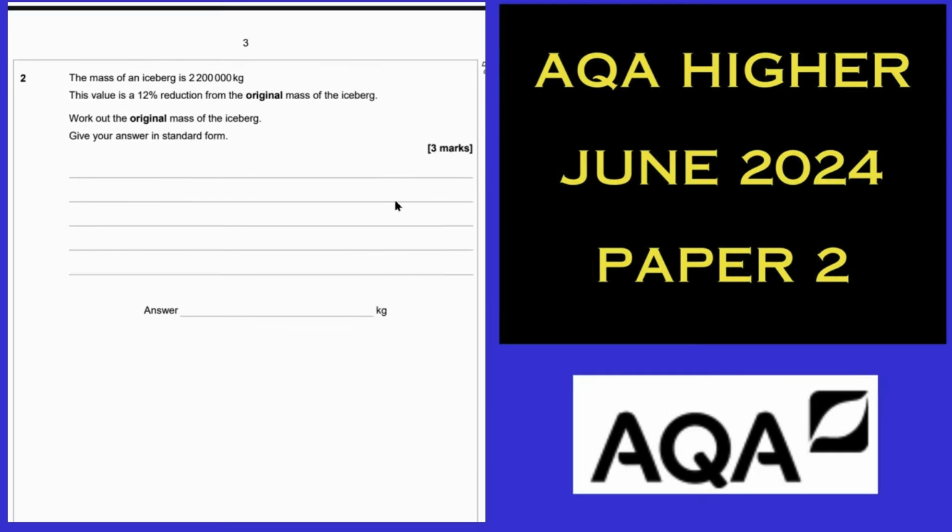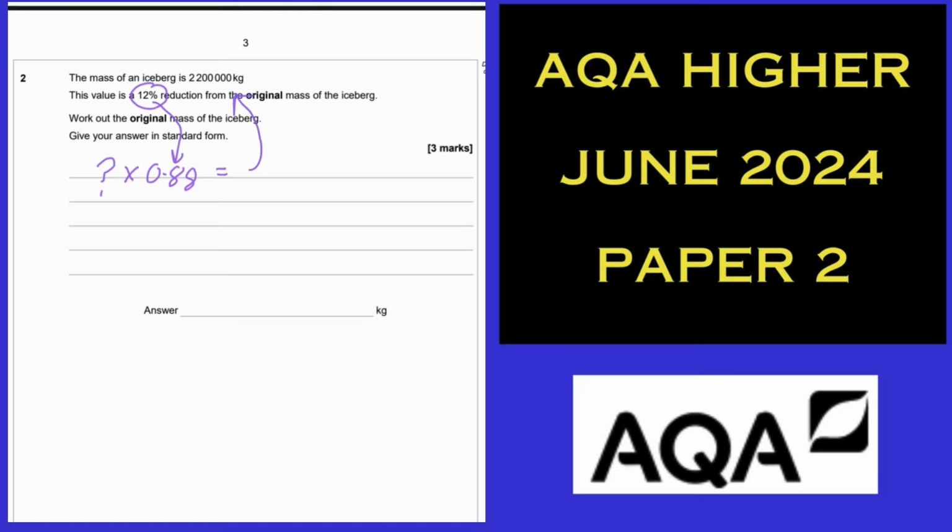Now to some proper maths. Number 2. You've got a 12% reduction from the original. So remind yourself, when you're in this situation, you don't know the starting amount, but you can create your multiplier. 12% reduction means take 12 pence away from a pound. That will give you the 2.2 million.